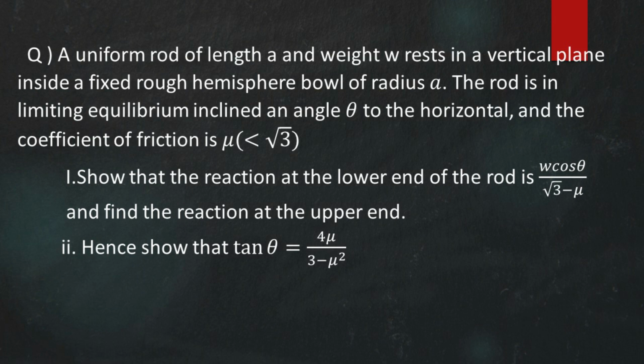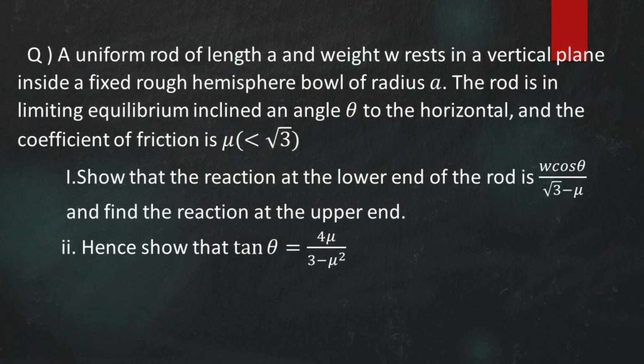So we'll see. A uniform rod of length A and weight W is placed in a vertical plane inside a fixed rough hemispherical bowl of radius A. The rod is limiting in equilibrium, inclined at an angle theta to the horizontal, and the coefficient of friction is mu. Mu is less than root 3. Show that the reaction at the lower end of the rod is W cos theta over root 3 minus mu. Hence show that tan theta is 4 mu over 3 minus mu squared.